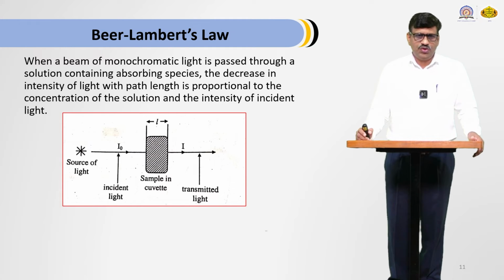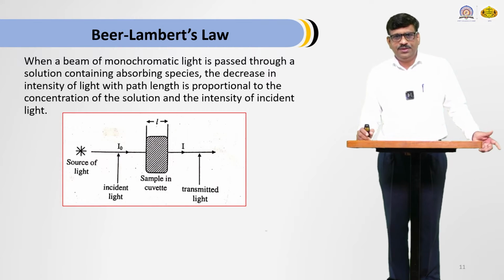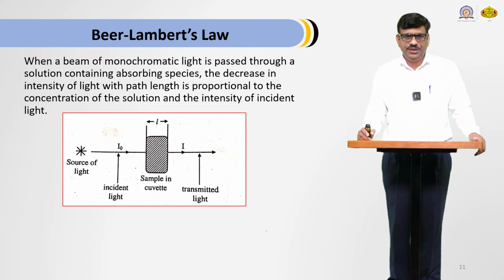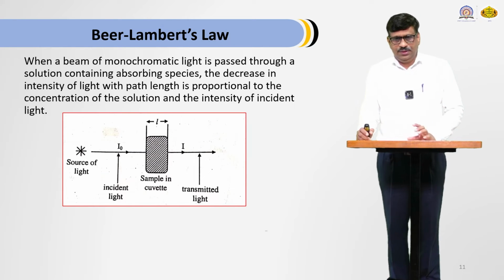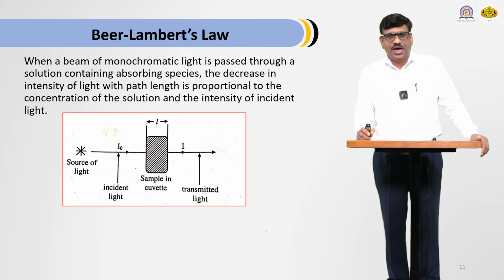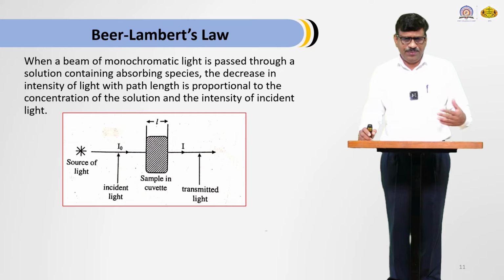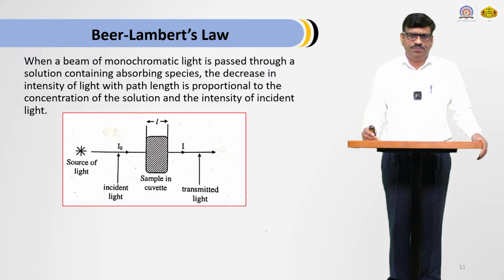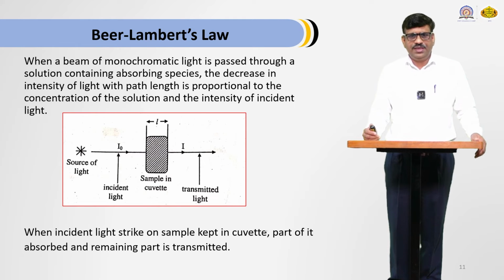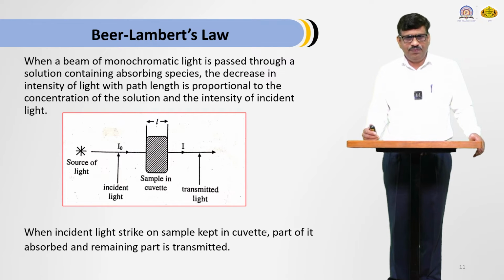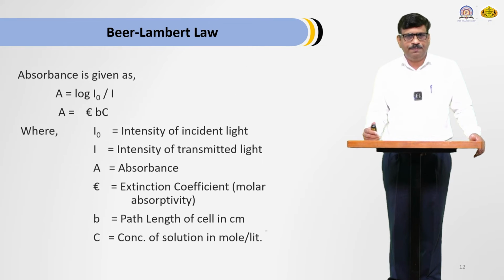Let's see this diagram. Here, the source of light is shown, with incident radiation having intensity I0. When it is passed through the sample, which is kept in a cuvette, and L is the inner diameter of that cuvette, I is the transmitted light. Some of the light may be absorbed, some may be reflected, and because of that the transmitted light is reduced. When incident light strikes the sample kept in the cuvette, part of it is absorbed and the remaining part is transmitted.